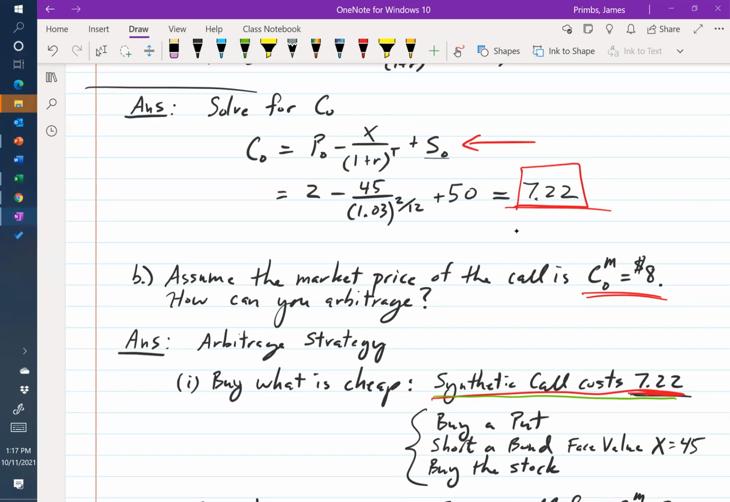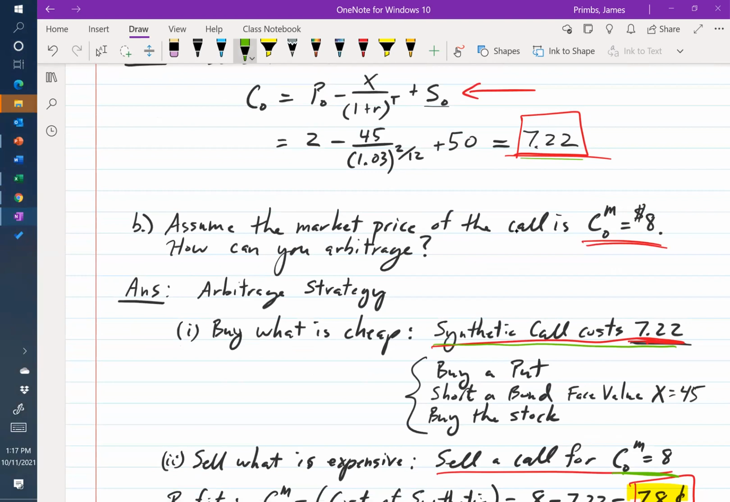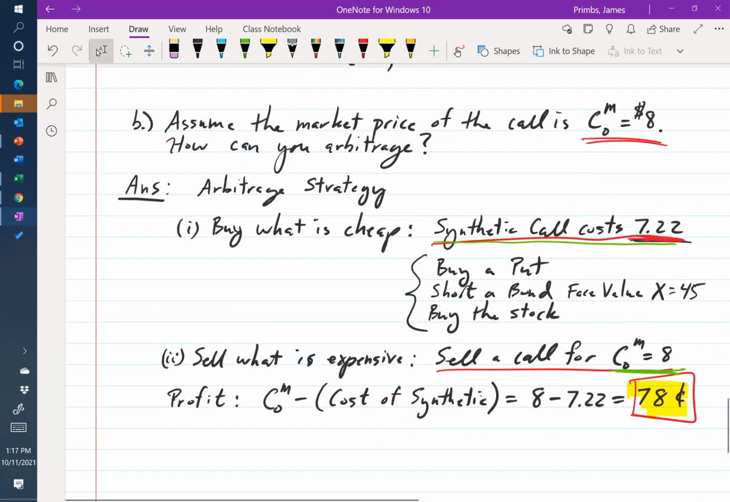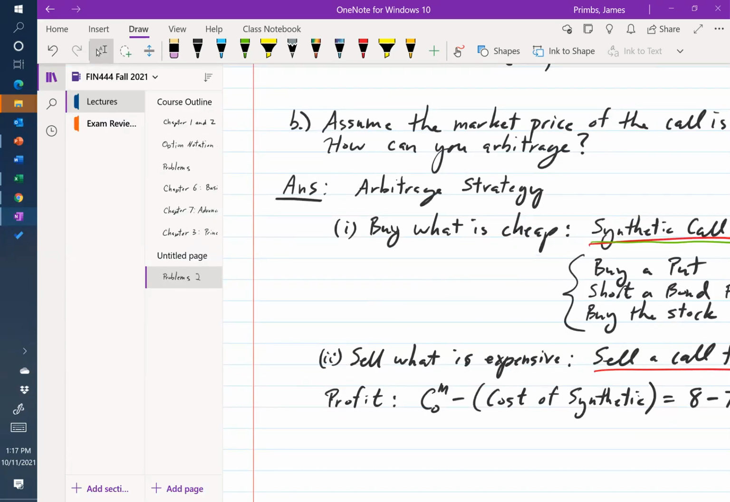If you synthetically create it, it's only going to cost you $7.22. If you buy it from the market, it's going to cost you $8. How can I arbitrage off of that? Well, I'm going to synthetically create it for $7.22, and then I'm going to sell it in the market for $8, and I'm going to pick up that 78 cents difference. So that's the arbitrage. All right, everybody okay with that? Yep.